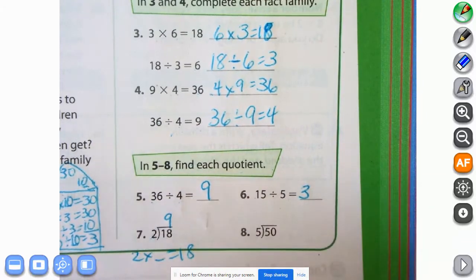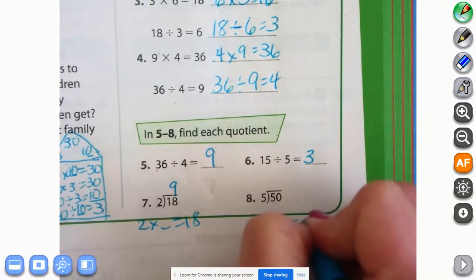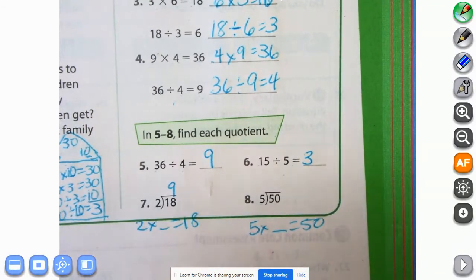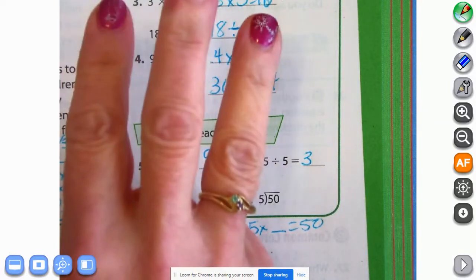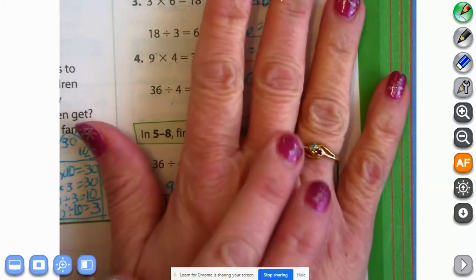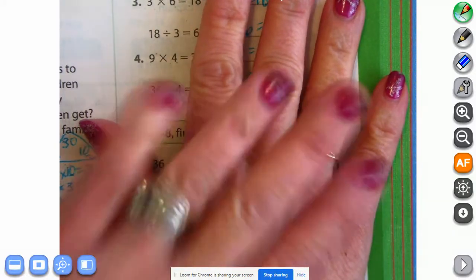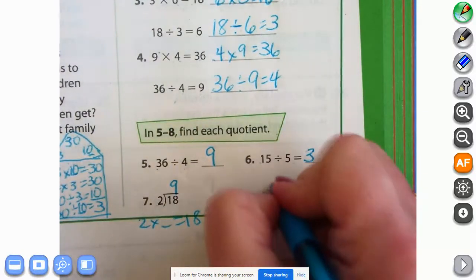50 divided by 5 would be the same as 5 times what equals 50? If we skip count by 5, 5, 10, 15, 20, 25, 30, 35, 40, 45, 50. Both hands. It'd be a 10.